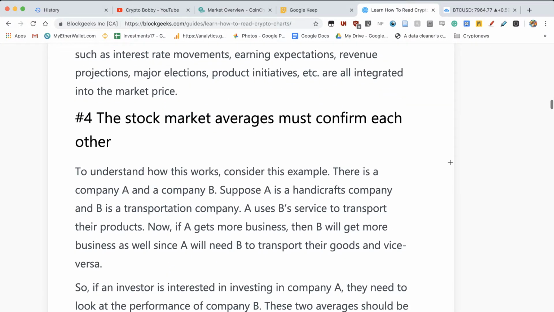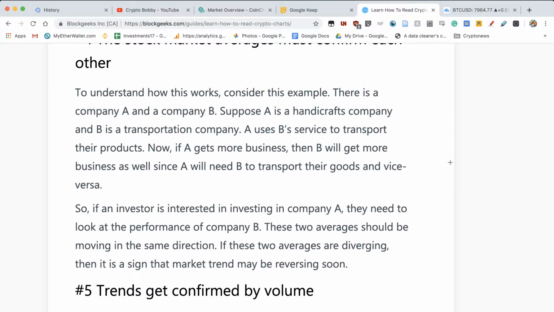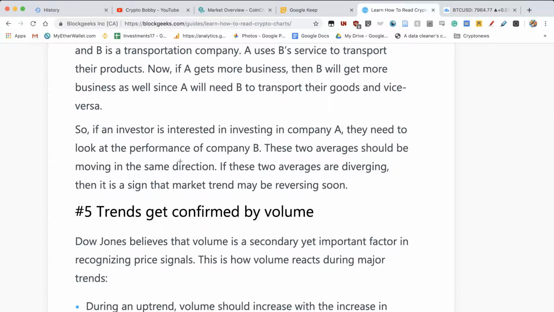The stock market averages must confirm each other. So to understand how this works, consider this example. There's a company A and a company B. Suppose A is a handicrafts company and B is a transportation company. A uses B's service to transport their products. Now, if A gets more business, then B will get more business as well. So if an investor is interested in investing in company A, they need to look at the performance of company B.